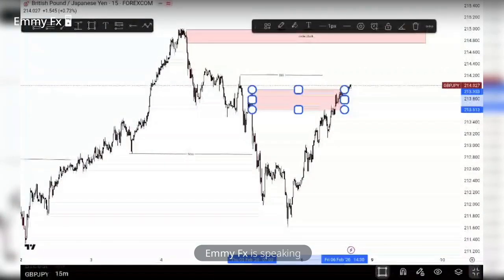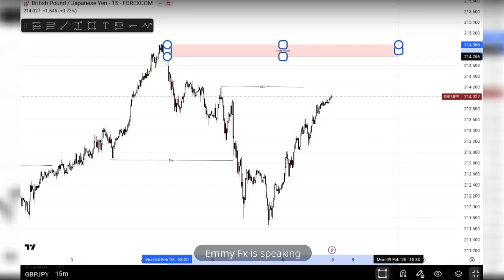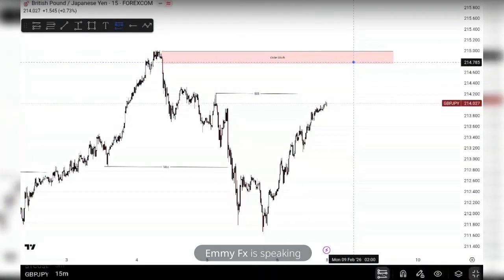So right now, as I said, we are going to wait for price here. We want price to return back here. So here is going to be liquidity.